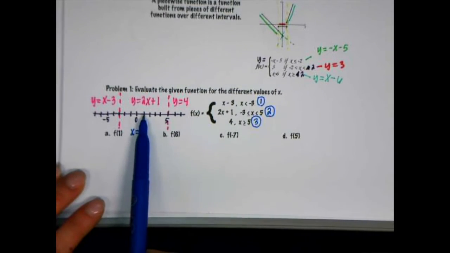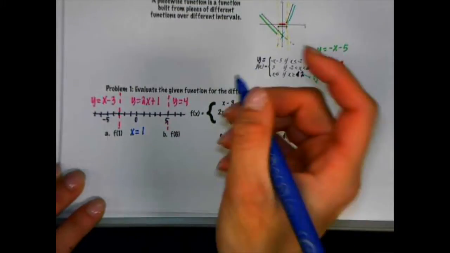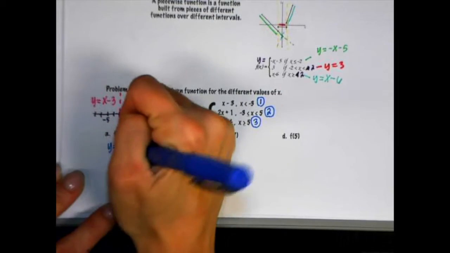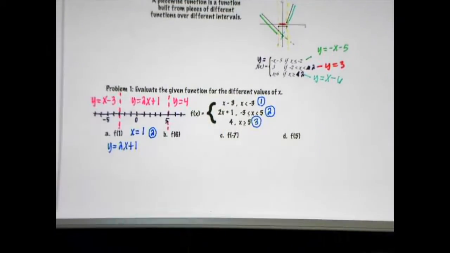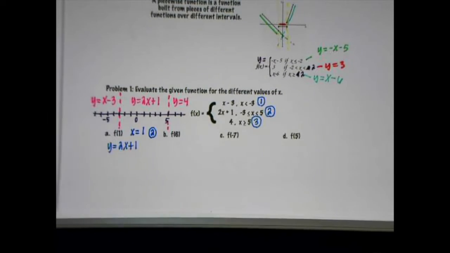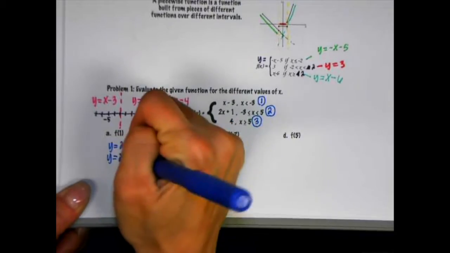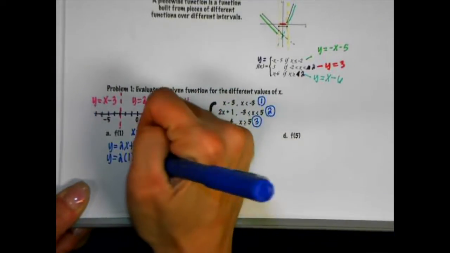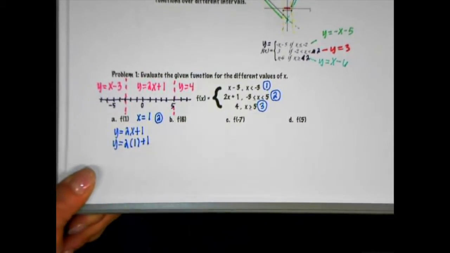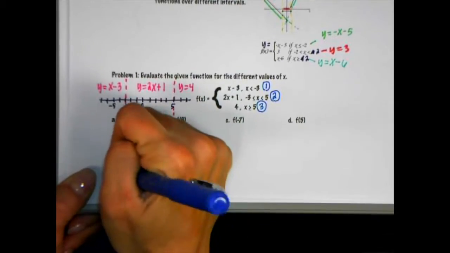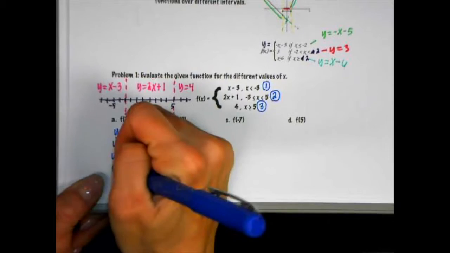So 1 is right here, so we're going to use that one. Equation 2. So we're going to use y equals 2x plus 1. And then we're going to plug our x value in for x in that to get what y equals. Okay? So we have y equals 2 times 1 plus 1. What's 2 times 1? 2 plus 1. 3. Yep.